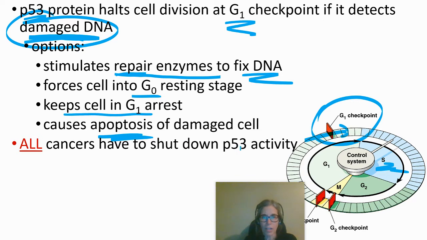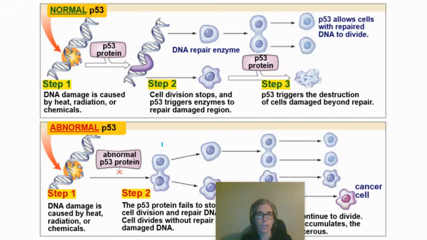All cancers have some type of P53 shutdown. So whether it's a mutation in the P53 gene or a mutation in something that it works on, like the P21, for example, there is some type of P53 issue in cancer cells.